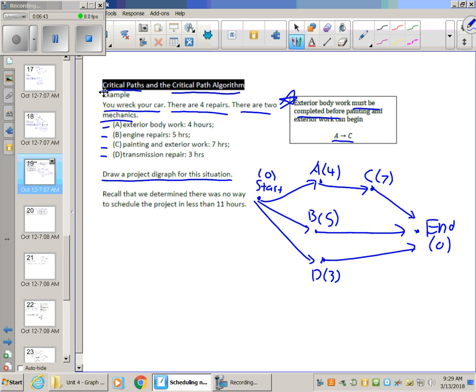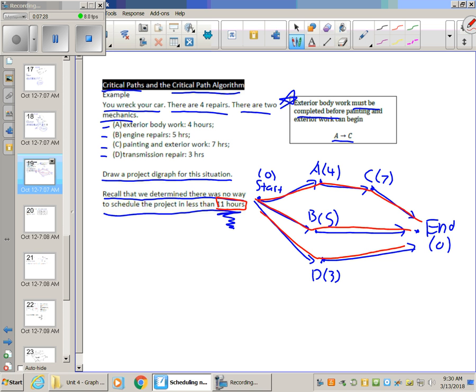So there's the project digraph that represents this situation, and we've done this example in previous slides. Let's recall that we determined there was no way to schedule the project in less than 11 hours. There's no way to do this entire process in less than 11 hours because of this precedence relationship: 4 hours to go to A plus 7 hours to complete C, and then I'll be completed. It doesn't matter that I can go to B in 5 hours and then go to the end, or D in 3 hours and go to the end. It's all about that longest path that determines the minimum amount of time it takes to complete the project. There's no way to finish all our tasks in less than 11 hours.